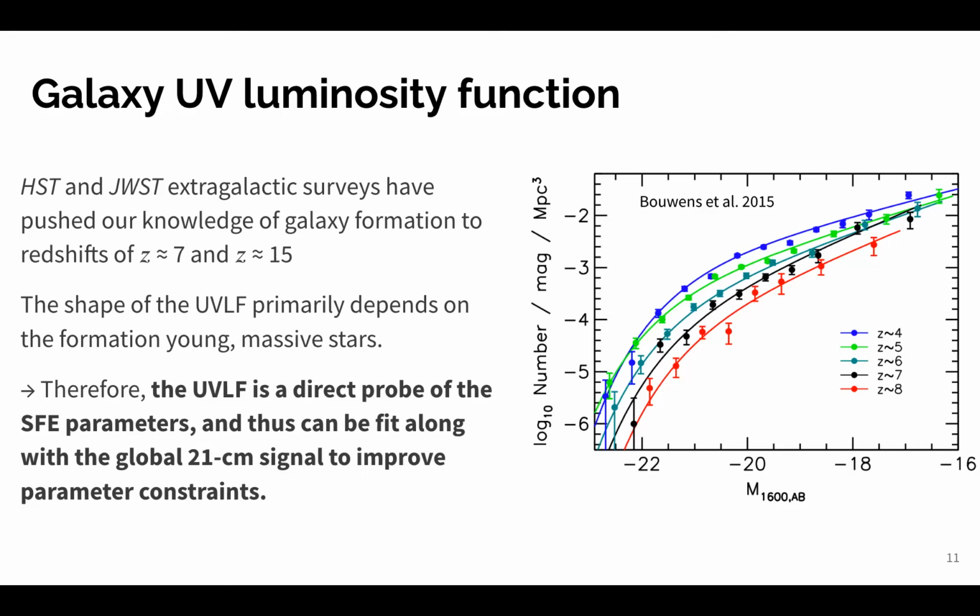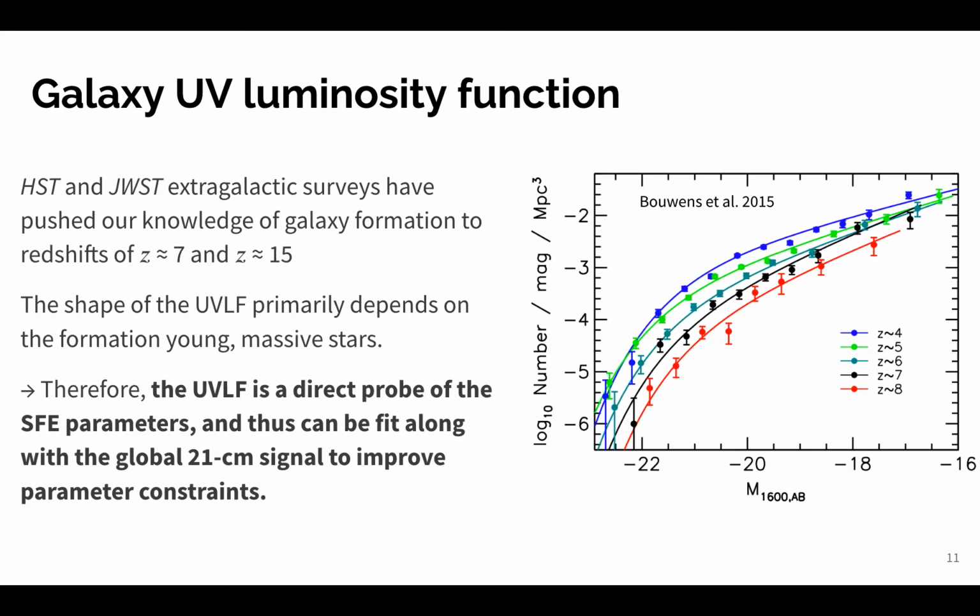So here in this paper from Bones et al., which is the UVLFs measured by Hubble, it's showing the UVLFs at these different redshifts, 4, 5, 6, 7, and 8. And so the main point here, these observations are done in the near infrared, but it's probing the rest ultraviolet of these galaxies because it's at a higher redshift. And so because it's probing the rest ultraviolet, the shape of this UVLF primarily depends on the formation of these young massive stars. And that's because they dominate the light from star-forming galaxies at these redshifts. And so they release a lot of intense UV radiation. And so the shape of the UVLF primarily depends on the formation of those stars.